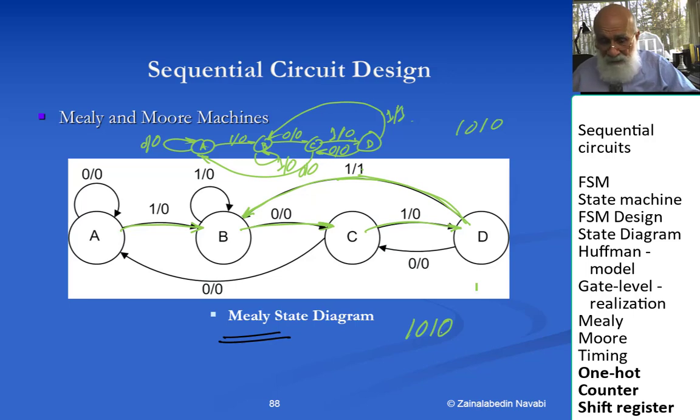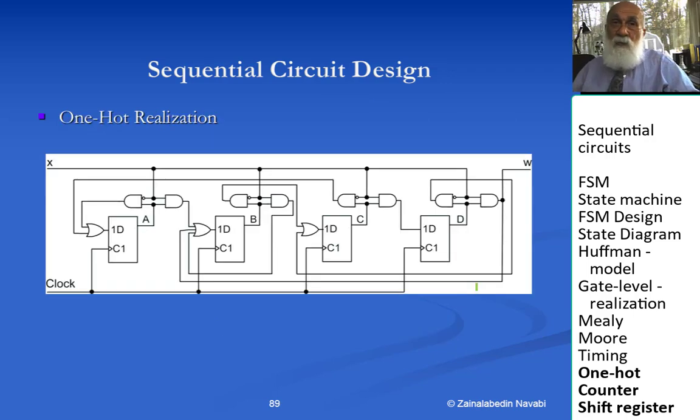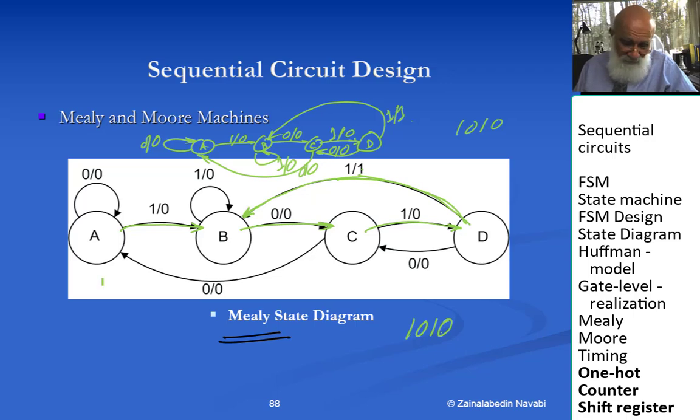The tables, I can do what is called one-hot implementation. One-hot implementation means this. Correspond one flip-flop to every state that you have. So 4 states, 4 flip-flops. Wire the flip-flops together with their clocks.